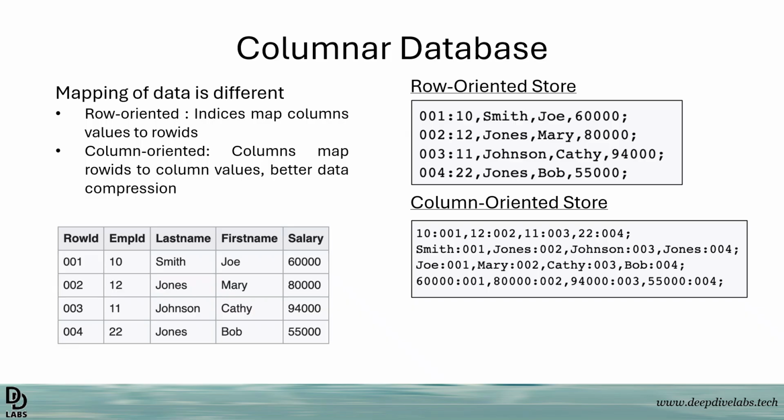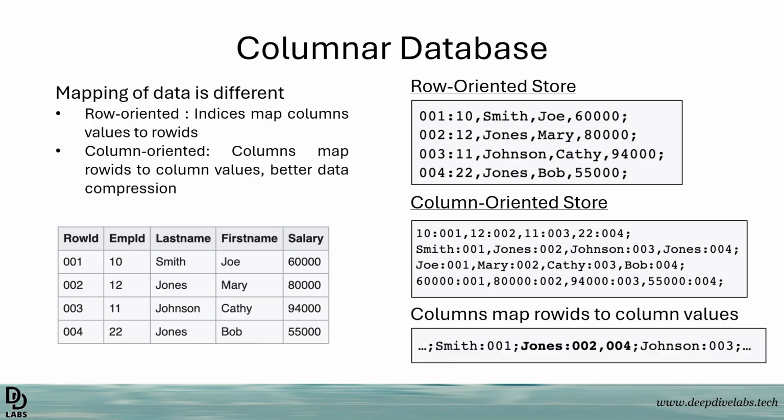Because of this, you will see there is data compression that has happened even in this small database. So your columns map row IDs to column values, right? Each of them maps the row ID to the column value. Here you can see that Jones is used twice in the last name column, so you can represent the Jones value with two row IDs, 002 and 004.